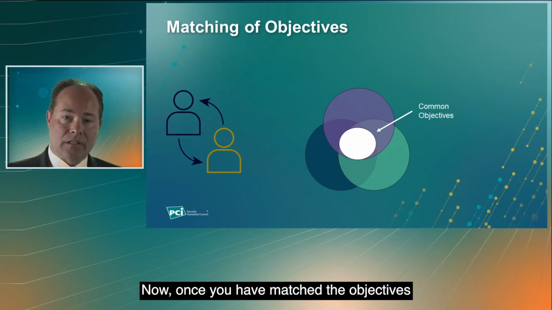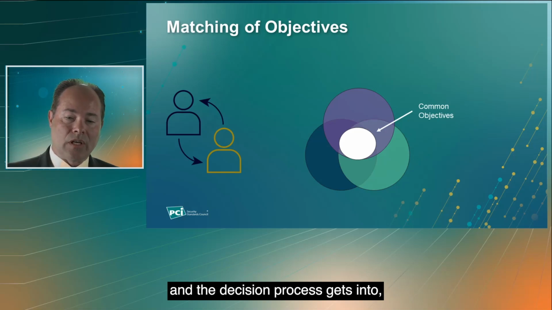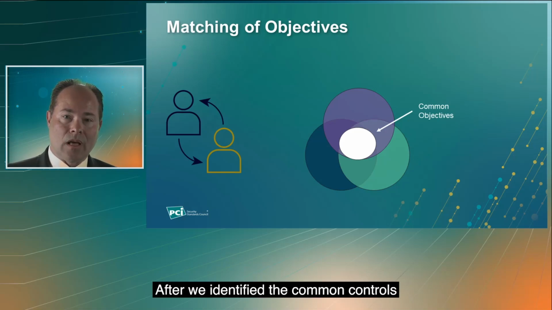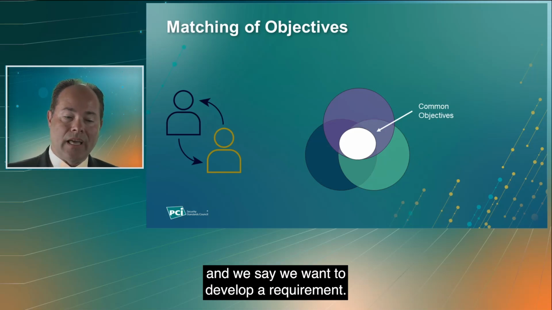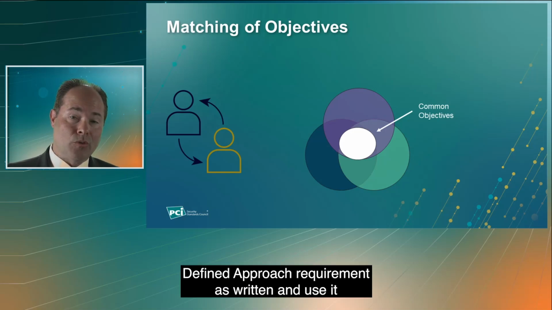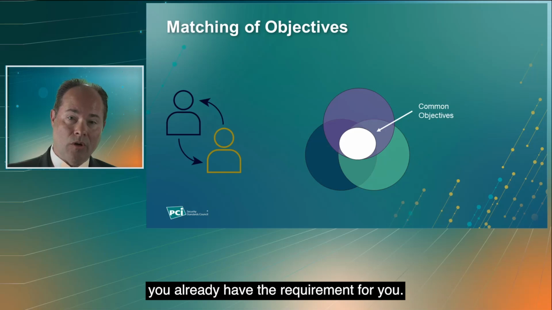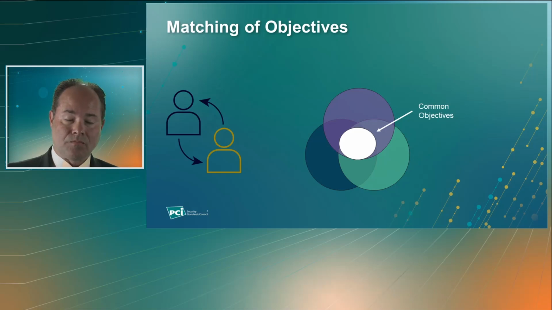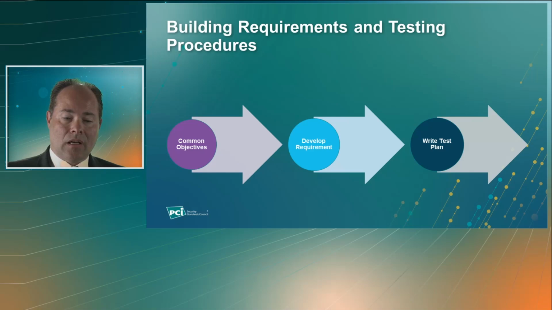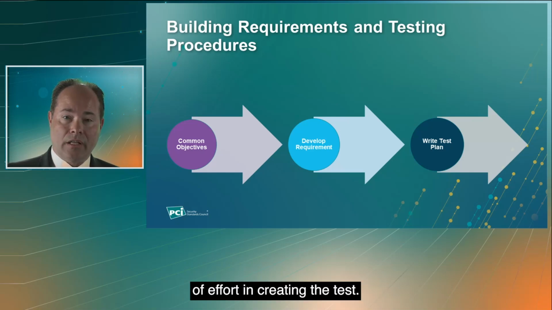Now, once you have matched the objectives, this really gets into a decision process, and the decision process has 3 steps. After we have identified the common controls, we say we want to develop a requirement. If you can take the PCI DSS defined approach requirement as written and use it for a non-PCI DSS need, then you already have the requirement for you. This saves you a level of effort in developing the requirement itself, and also saves you a level of effort in creating the test.